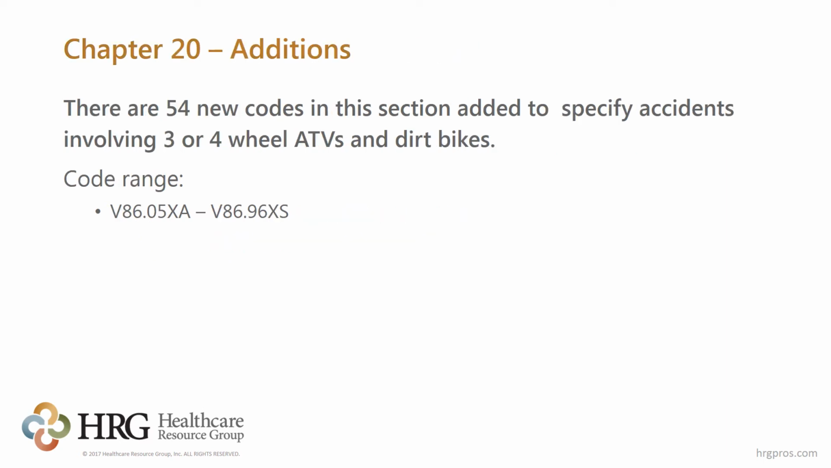The only changes to Chapter 20 were the 54 new codes that were added to specify accidents involving a 3- or 4-wheel ATV and dirt bike. The code range is listed below.